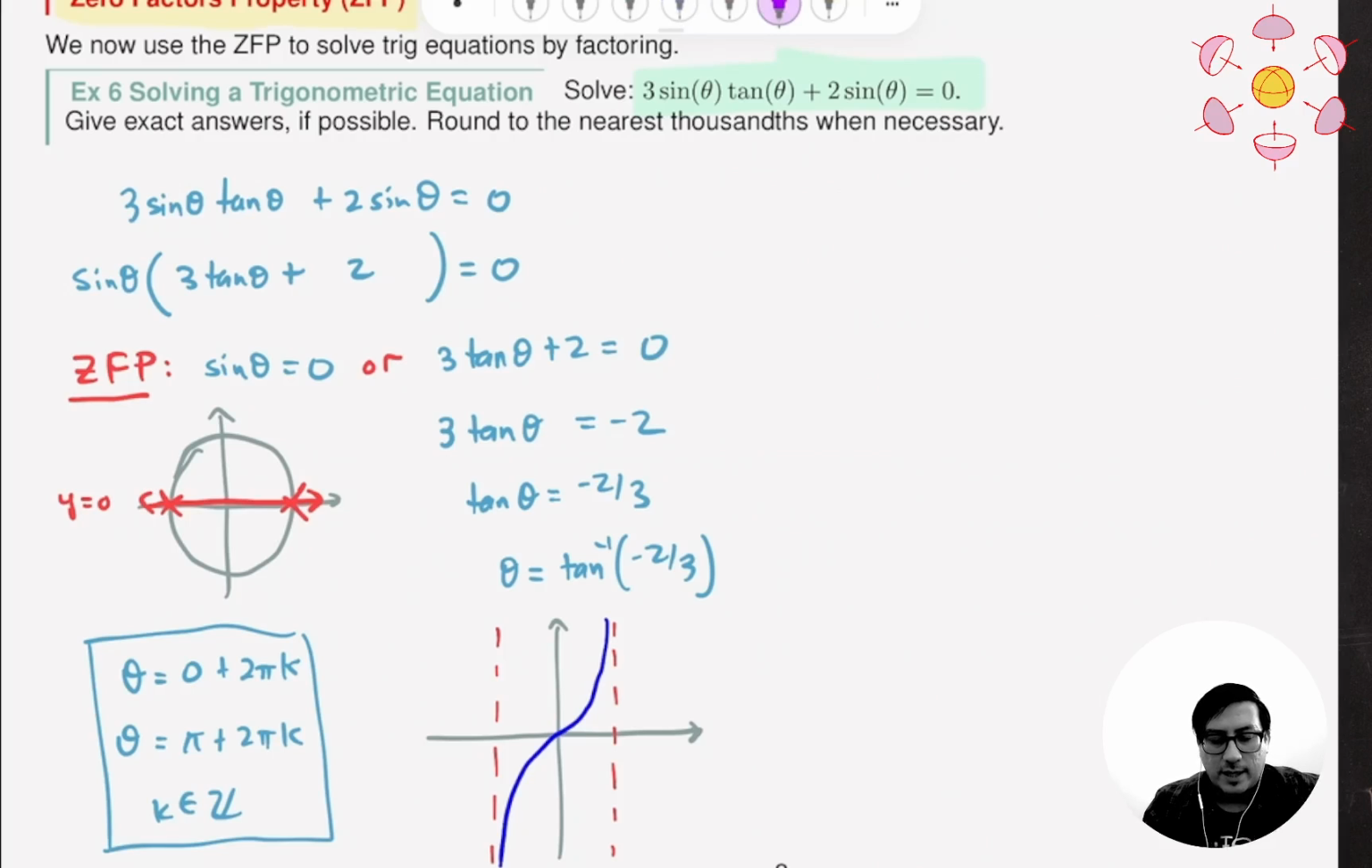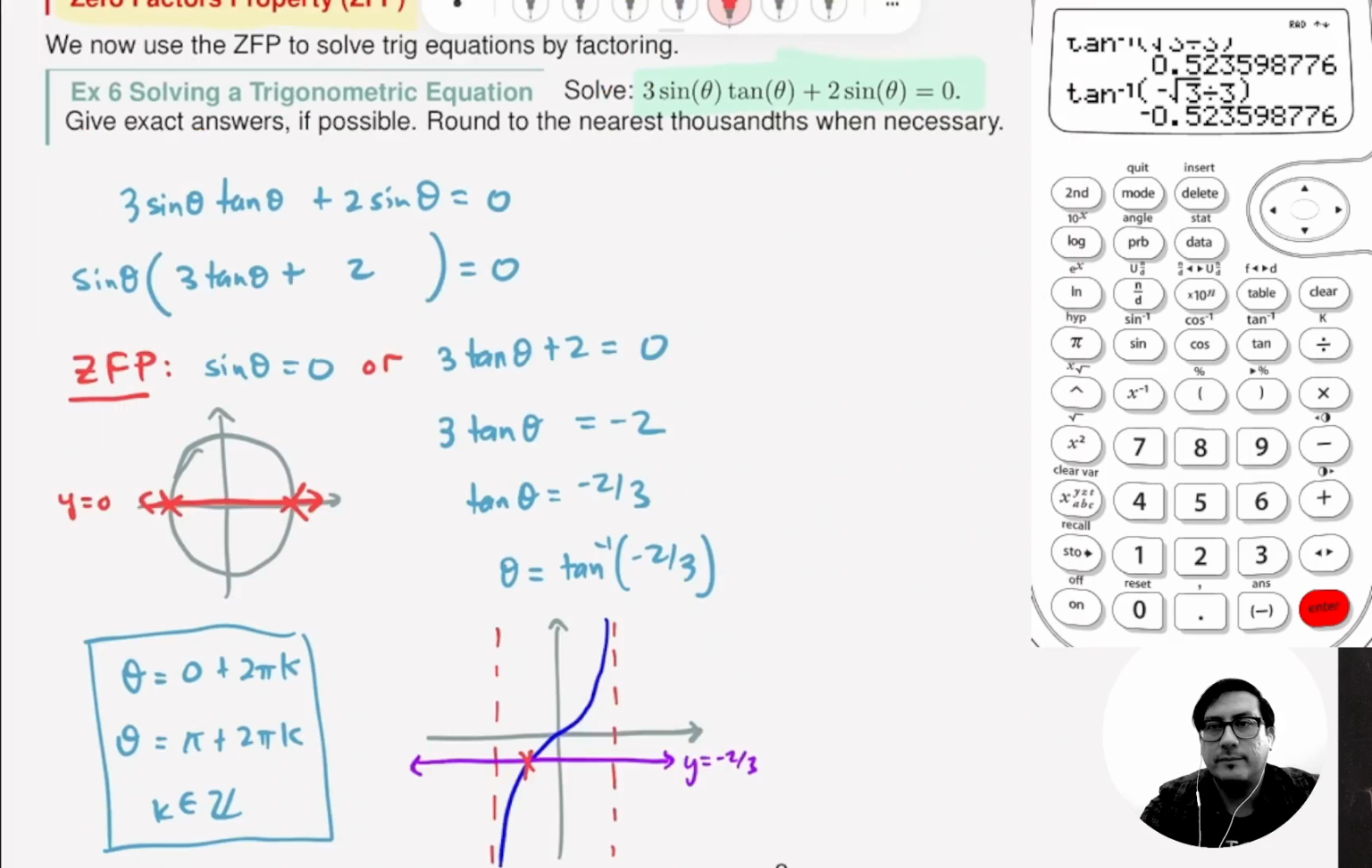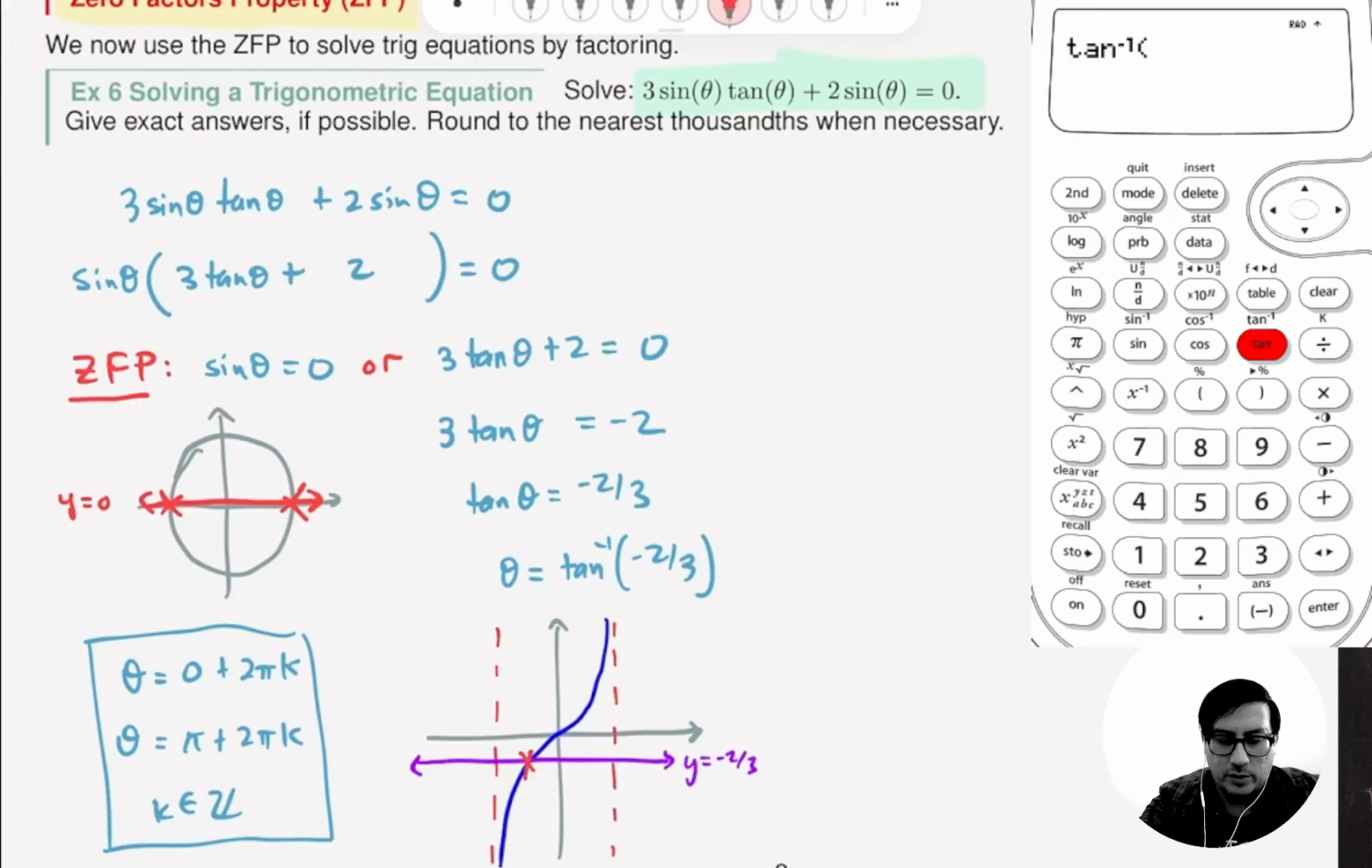There's value to these because it really is conveying a lot of information at once. Okay, tangent, we're saying, what y value is negative 2/3? So basically, y equals negative 2/3. Where do they intersect? You can see that we should get a negative number for our angle. And let's pull up the calculator. Let's clear it. Second tangent, and we want to do negative 2/3.